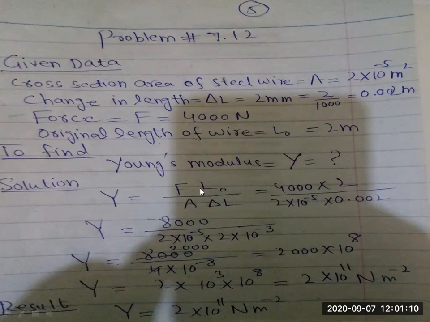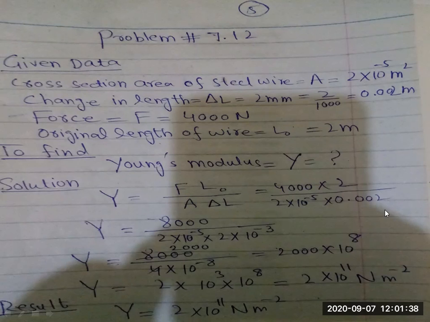So just putting the values, the F value is 4,000. This is given. The value of force is 4,000, and L naught is 2. I'm just putting the values, and A is 2 into 10 to the power minus 5, and delta L is 0.002. I'm just substituting these values. If you multiply 4,000 with 2, you will get 8,000 on the top. Then what will be left?